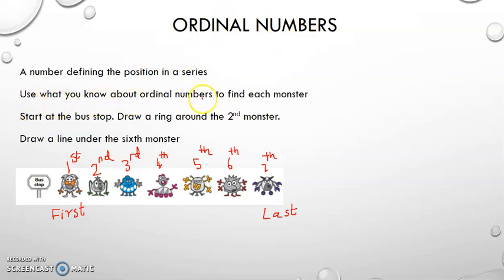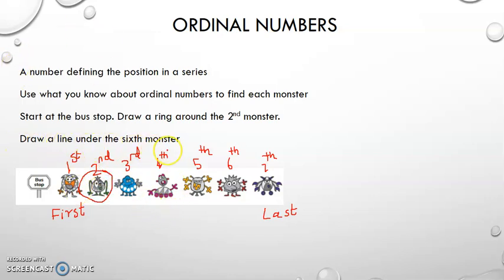Use what you know about ordinal numbers to find each monster. Start at the bus stop. Draw a ring around the second monster. Here, the second monster is the second monster. So we have to draw a ring around the second monster. I've drawn a ring.